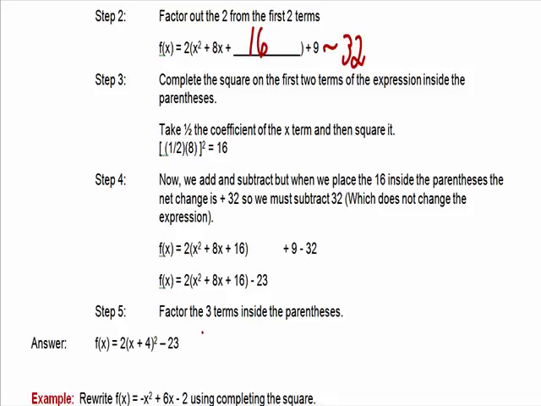Our vertex would be -4, -23. And we could read off our axis of symmetry. Again, it's x equals, and this time it would be x equals -4.